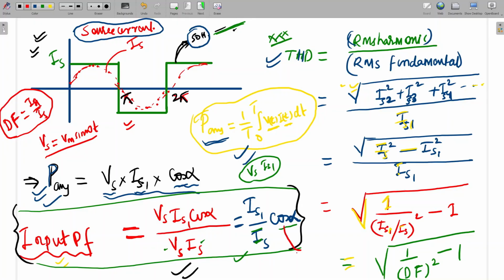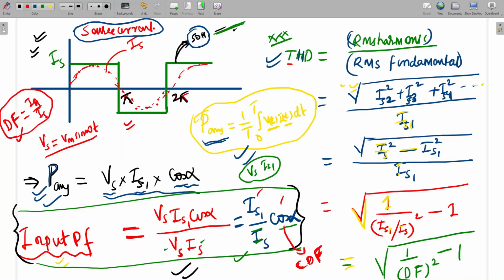This cos alpha is called the current displacement factor, CDF. And this IS1 by IS is the distortion factor. So input power factor is equal to distortion factor into displacement factor. Is it clear up to now?